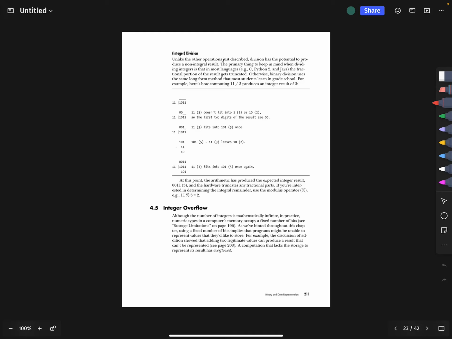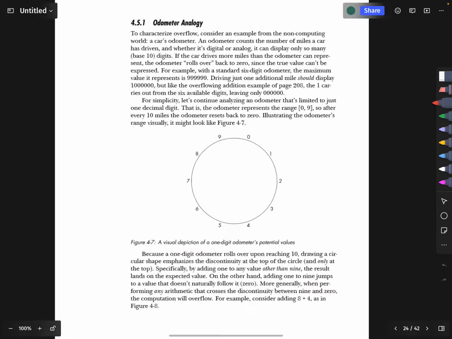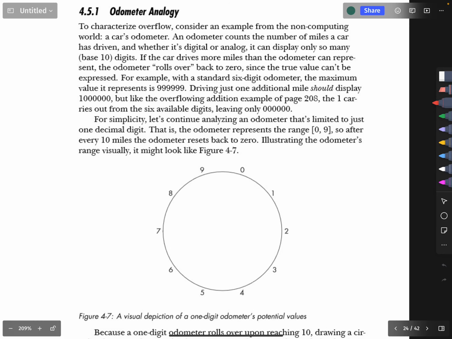We're moving on to section 4.5 on integer overflow. We talked a little bit about this before already, so I'll skip around a little bit. Recall that an overflow is essentially when you exceed the bounds of what can be represented.